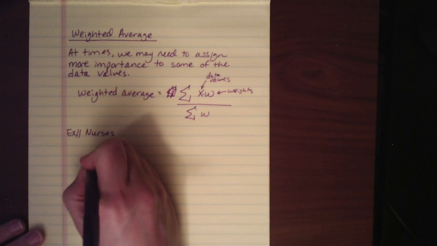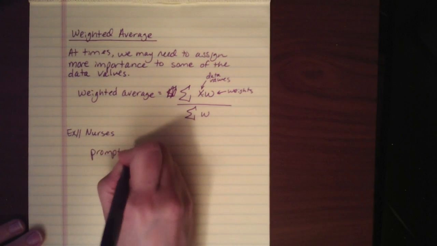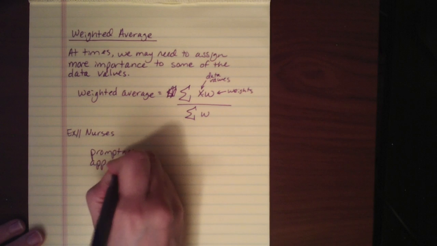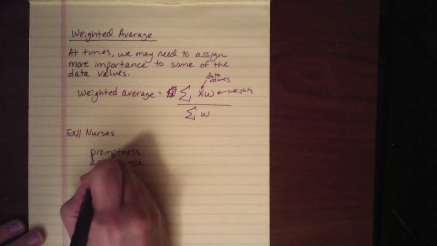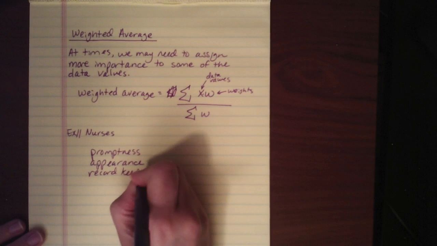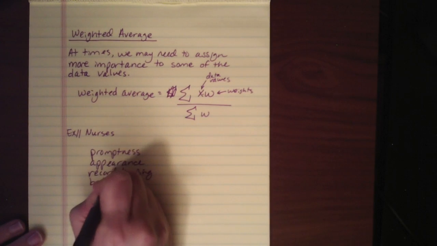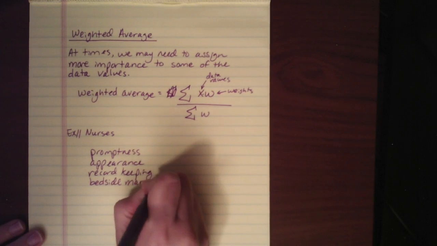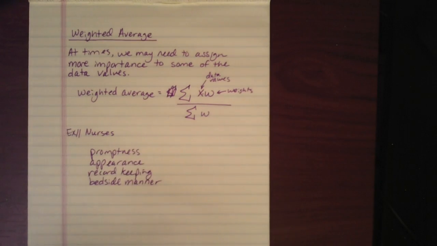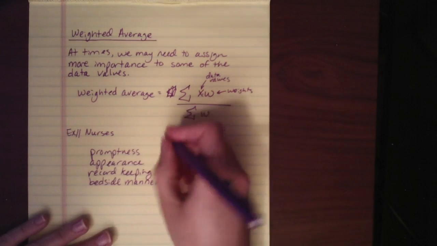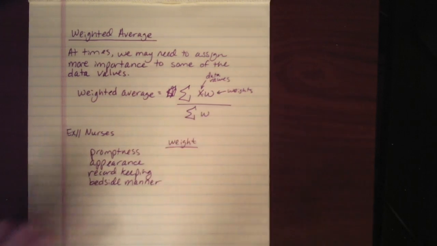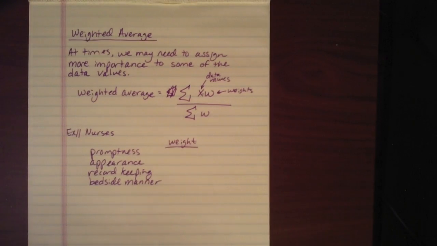And I think the categories in the book are promptness, appearance, record keeping, and bedside manner. Now, it's not the case that all of these four things are of equal importance to us, right? Generally speaking, you might not consider a nurse's appearance to be as important as, say, his or her record-keeping abilities. That seems to be more important than appearance. So we might weight each of these categories to tell us which ones are more important. And the more important ones will have a heavier weight. They'll have a larger weight assigned to them.